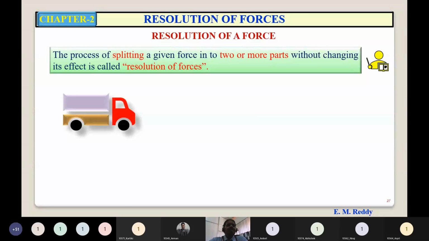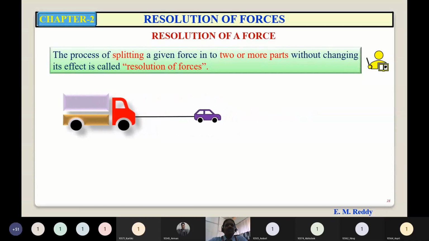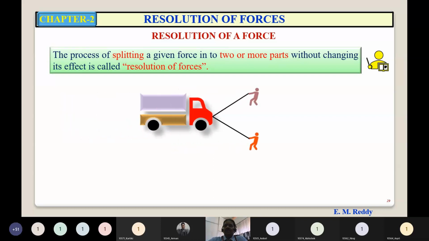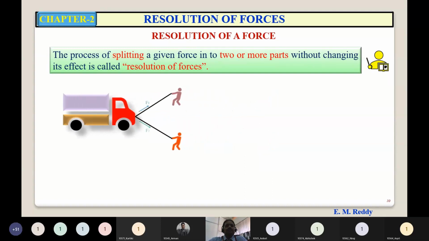Now let us consider this truck which is at rest. It is being pulled by the car by applying force F. Now I am replacing this car with two persons who are pulling the truck by applying forces F1 and F2. So the effect of the force on the truck remains same in both the cases.